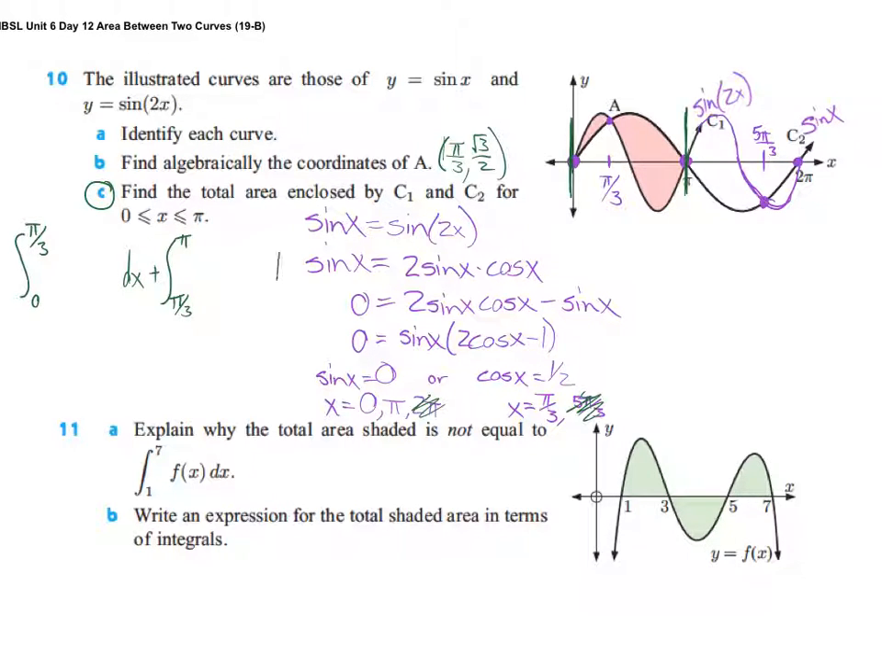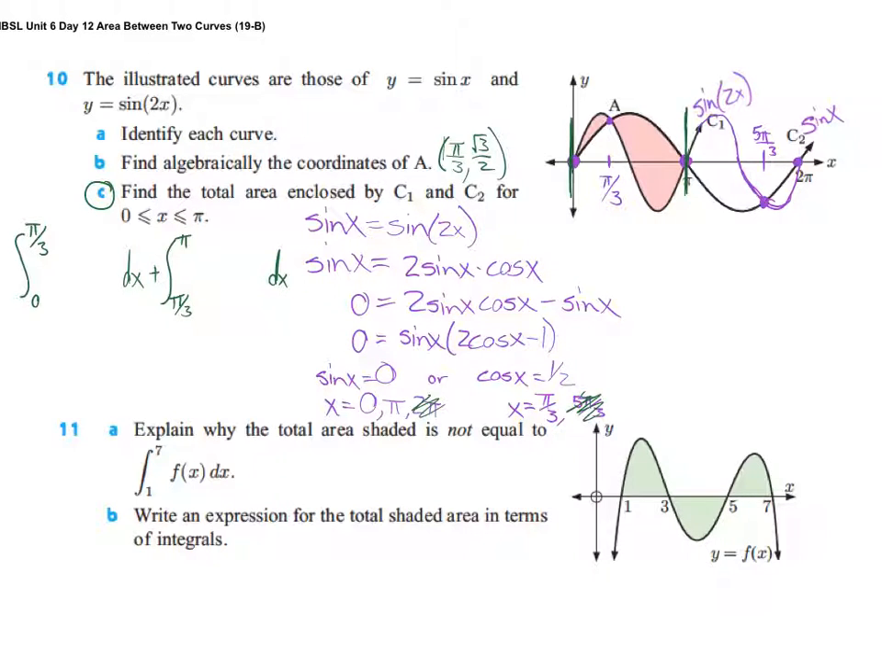Now, the question at this point is simply, which one is on top? Okay? Now, obviously, we can look at the graph and we can see it, but let's say we didn't know which one was on top. We couldn't see it. All right? Just pick a number in the interval, plug it in, and see which one is higher. Okay? So let's say, pi over 6 is between 0 and pi over 3.